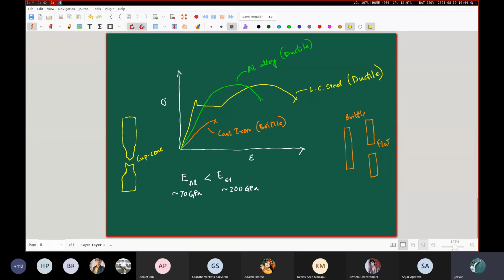Yeah, somebody is saying something. Are these diagrams irrespective of the initial dimension of this material? Please say that again. Sir, the diagrams shown there are irrespective of the initial dimension of the material. Very good question. Very good question.